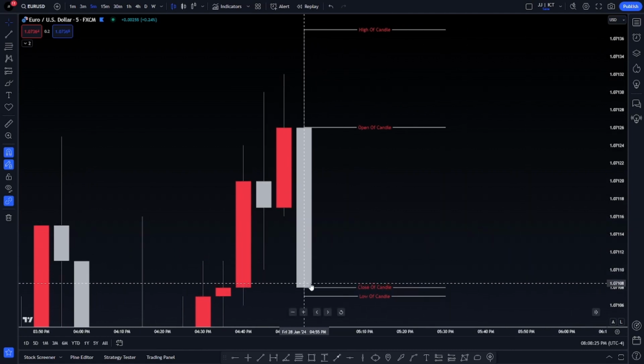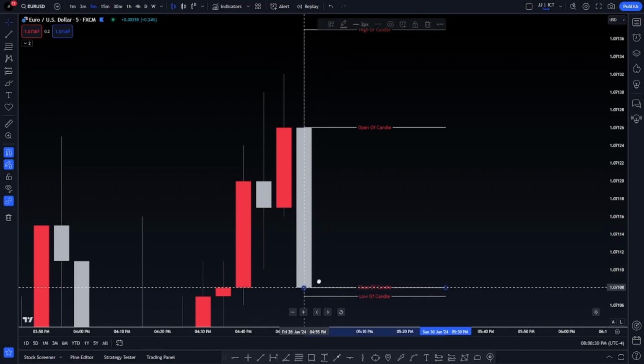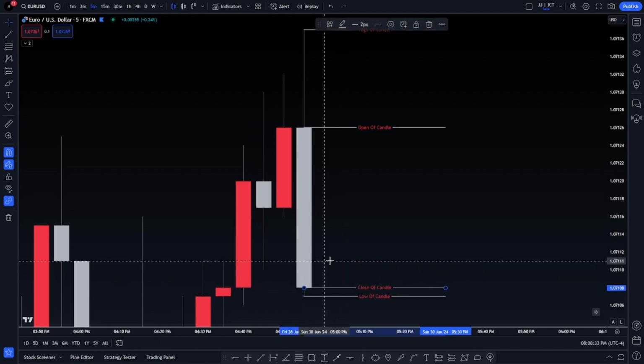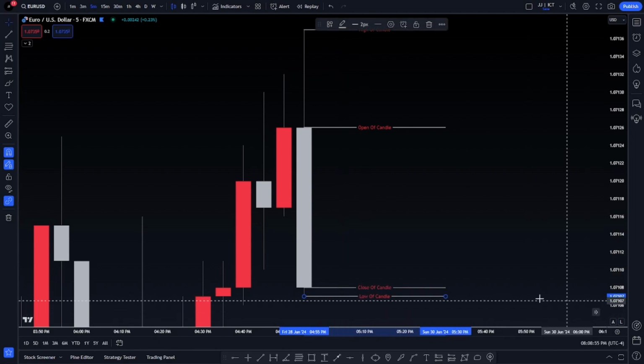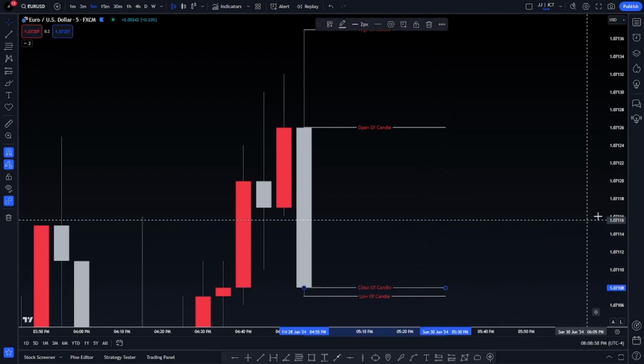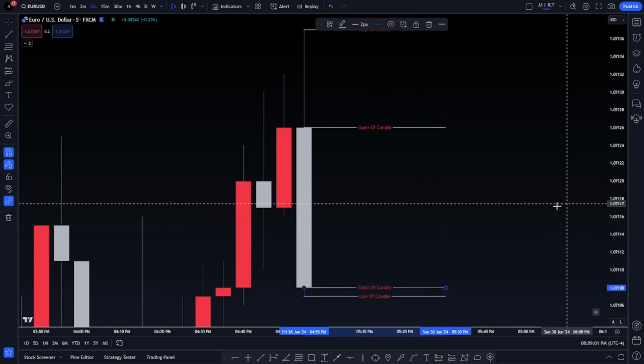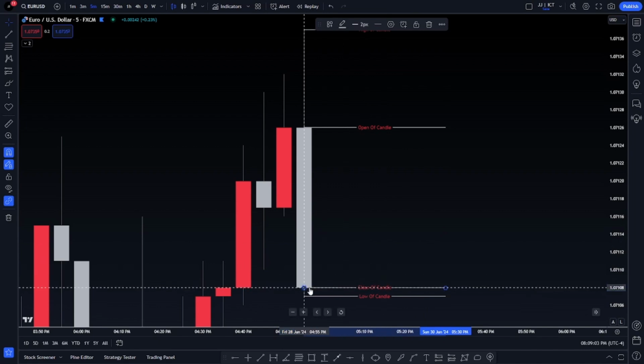So the close of the candle is the last price that the candle was at before it closed. So the last price would be right here, which, if we look to the right, is 1.07108. That's the last price it was at before it closed. So this is the close of the candle. It's not the low, but it's the close of the candle, the price that the candle closed at. The low is 1.07107, but the close right here is 1.07108.